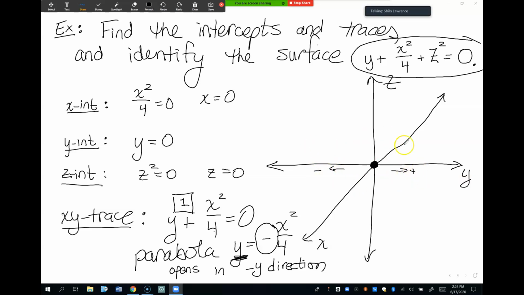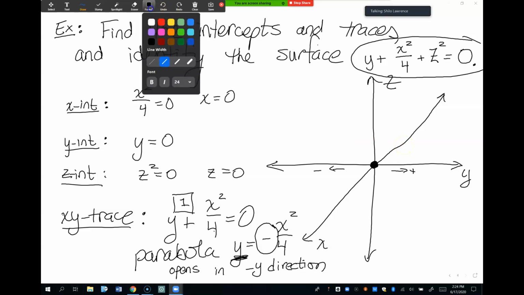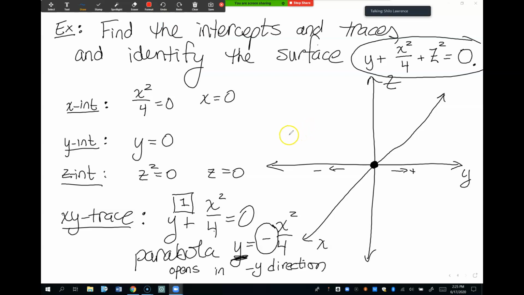The xy trace is the flat one, the horizontal trace. So I'm going to go ahead and add this right now. In my xy trace, I've got a flat parabola here in the xy plane that opens in the negative y direction. So far. Hopefully our xz and our yz trace will help us to figure this out a little bit better. So I've got to go to the next page to do the other two.